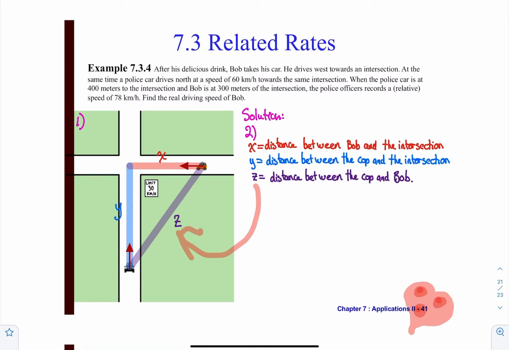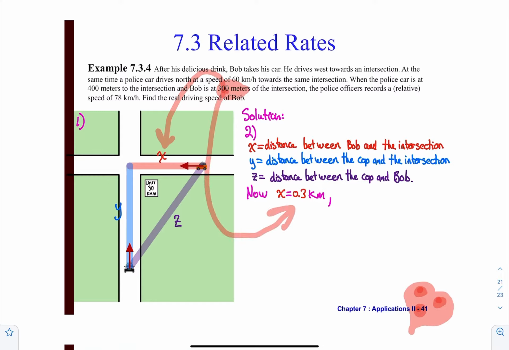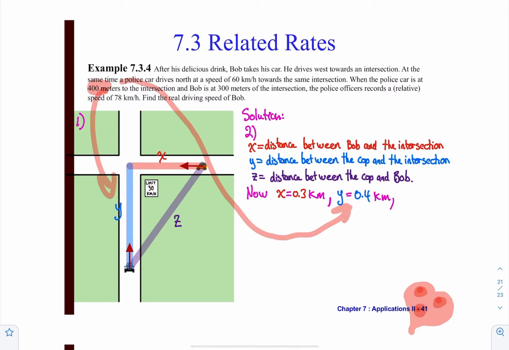And what do we know? So what is the current value for x? We know x is given by the problem. Because the speeds are given in kilometers per hour, I'm going to rewrite all my distances using kilometers. So right now, x given in the problem is 0.3. y, also given in the problem, is 0.4.